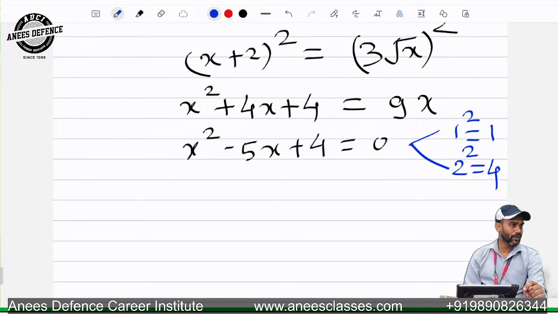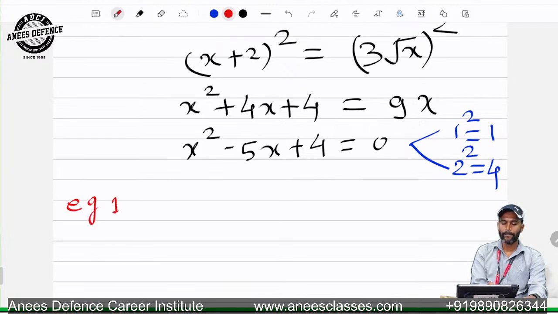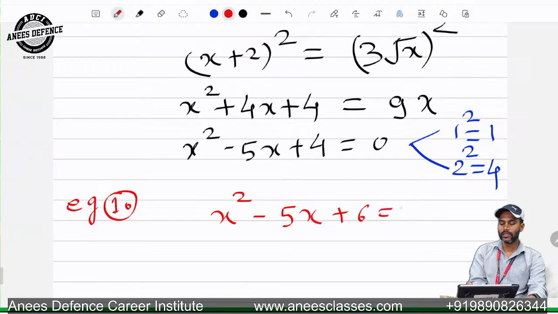Shall we take one more example on this? Okay. Example number 10. Yes, online students, are you getting it or not? Yes, sir. Very good. Now example number 10. Suppose we have equation x square minus 5x plus 6 is equal to 0 and roots are alpha and beta, and you have to find the equation of which roots are alpha square and beta square.